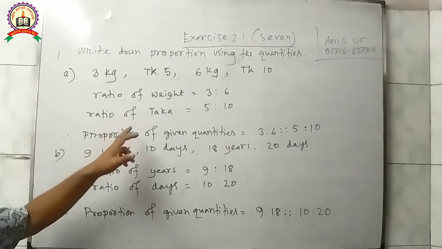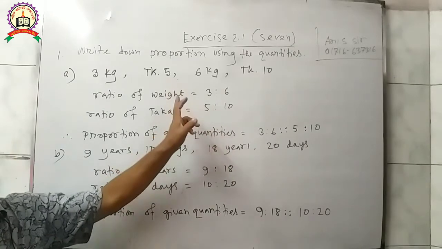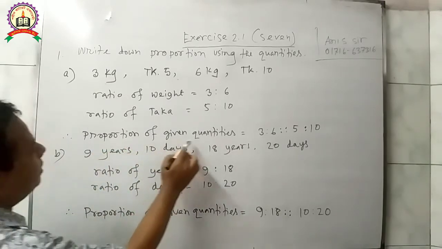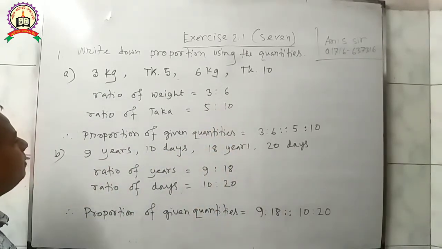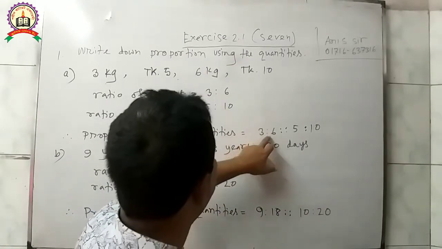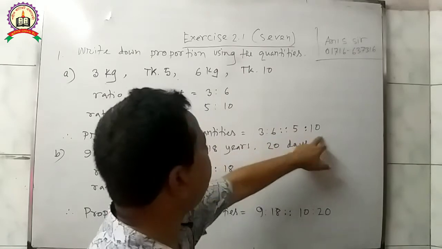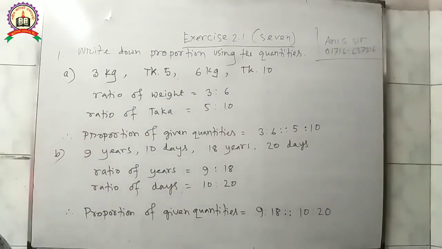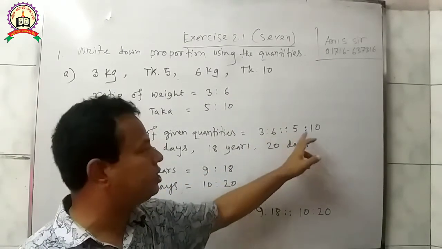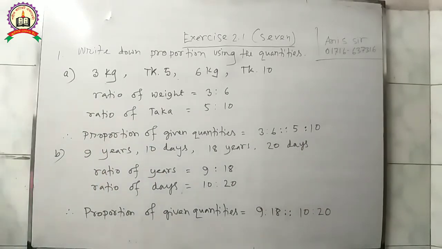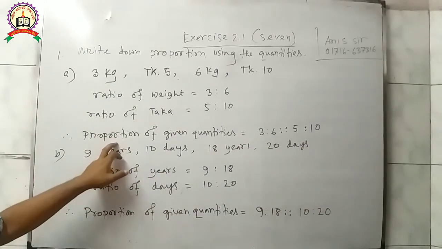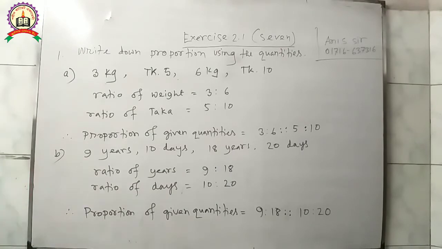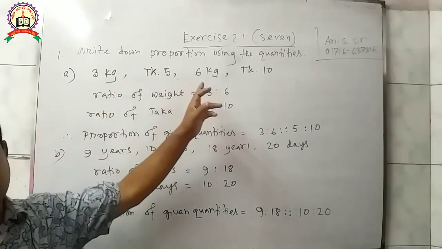Now we can form a proportion with these two ratios. So proportion of the given quantities equal to 3:6 proportion 5:10, because the first ratio and second ratio are equal to each other. So it is a proportion with these quantities. And in this way we can form a proportion with four quantities.